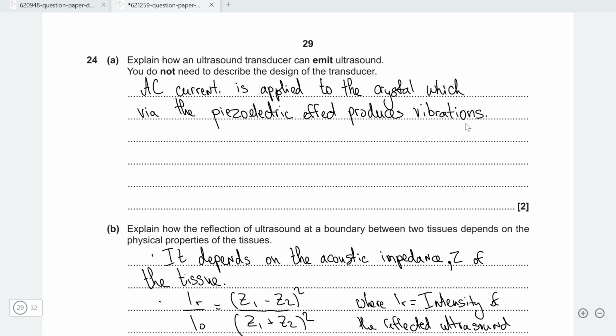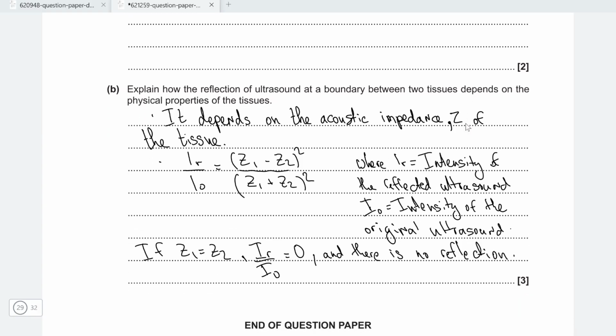Explain how the reflection of ultrasound at the boundary between two tissues depends on the physical properties of the tissues. This question is all about the quantity acoustic impedance Z of the tissue. The governing equation in this case is that I_R over I naught, where I_R is the intensity of the reflected ultrasound and I naught is the original intensity, is equal to the acoustic impedance of one, take away the acoustic impedance of the other, over the acoustic impedance of one plus the acoustic impedance of the other, and those expressions are squared.